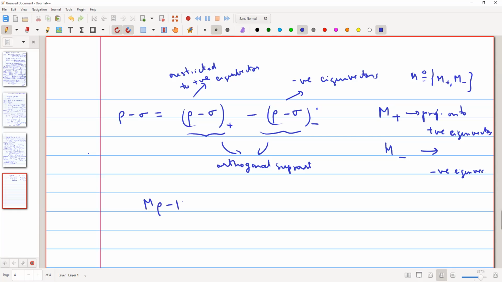So we need to just verify this, right? M plus, M minus is identity on the rho minus sigma support space. So what is this?